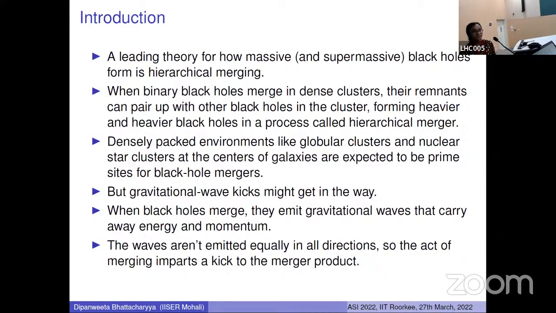Now, very densely packed environments such as nuclear star clusters or globular clusters are prime sites for black hole mergers. But gravitational wave kicks might get in the way. So I will explain what the kicks are here. When the black holes merge, they emit gravitational waves that of course carry energy and angular momentum. But these waves are not actually isotropic, so they are not emitted equally in all directions. Therefore, the act of merging imparts a kick to the merger product.